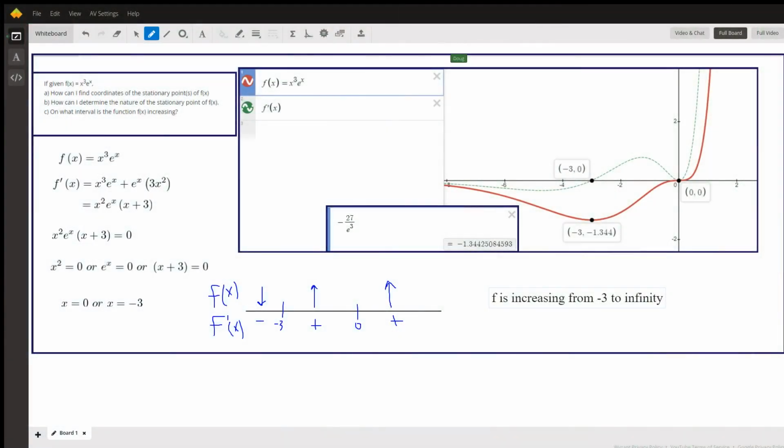Okay, you're asked to find the critical points for this function, or the stationary points. That's where the first derivative equals 0, so we're going to have to find the first derivative. Over here is a graph of f of x, this red curve, and this green dashed curve is actually the graph of the derivative.